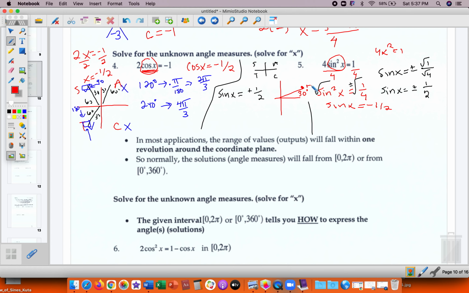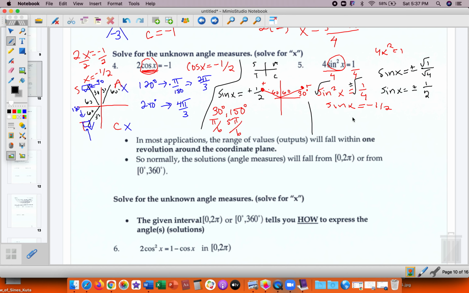So we know it's positive here. All students, we also know sine is going to be positive in the second quadrant. So over here, we would have a value right there at 90 plus 60, so at 150 degrees. So we know sine's positive at 30 degrees and 150 degrees, which you could convert to radians. So pi over 6, 5 pi over 6.